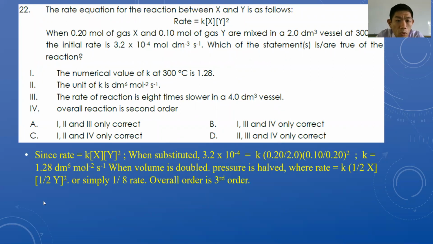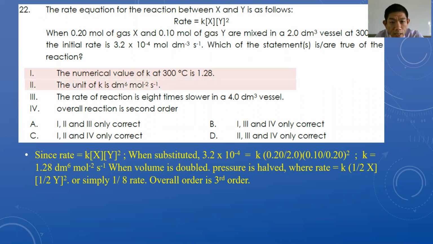So since rate is equals to Kxy squared, when you substitute, 3.2 times 10 power -4 equals to K 0.2 divided by 2. So K is 1.28 times decimeter power of 6 mole minus 2 s minus 1. So number 1 is correct. Number 2, the unit of the K is the unit in here, so 2 is also correct.